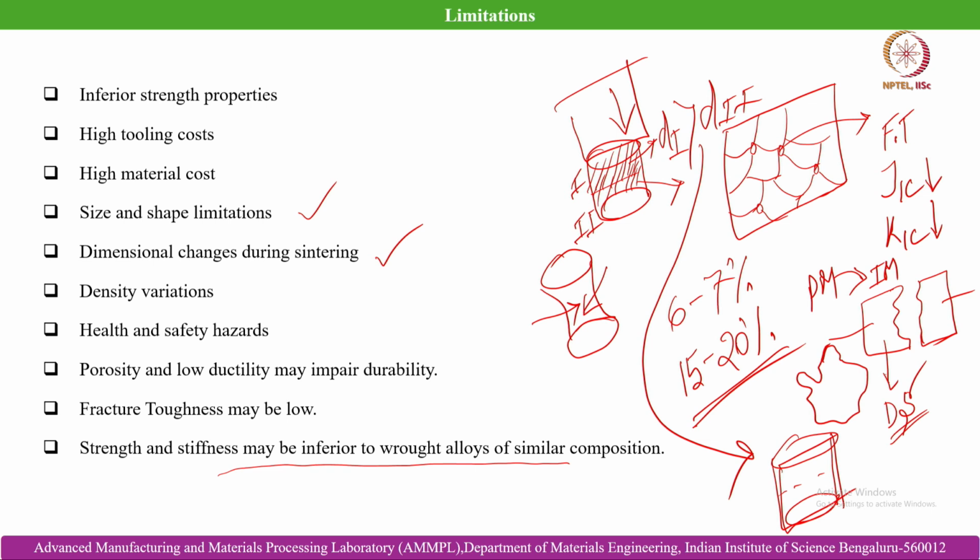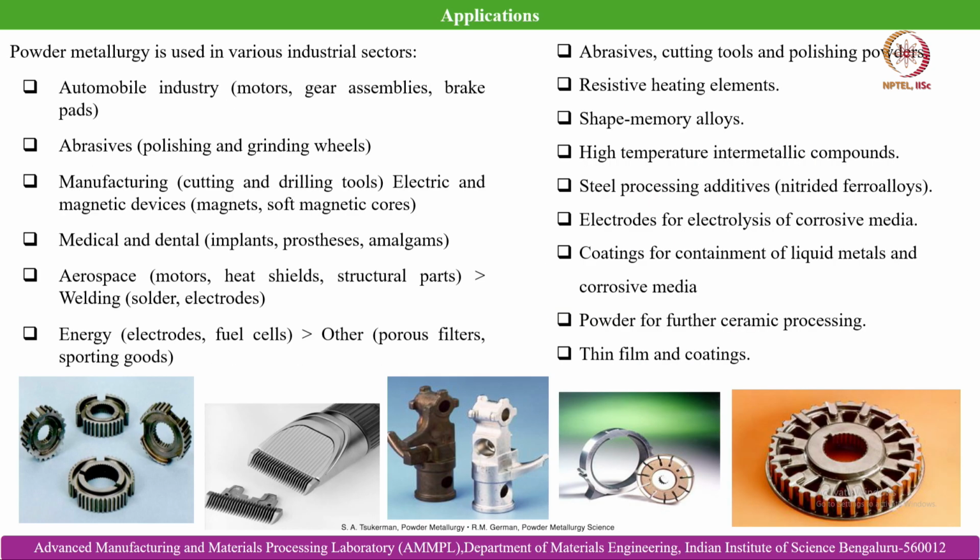To alleviate some of the difficulties associated with the powder metallurgy process, like the high tooling cost, the shape and size limitations, and the dimensional changes, here comes the most recent and innovative manufacturing technique, that is additive manufacturing.